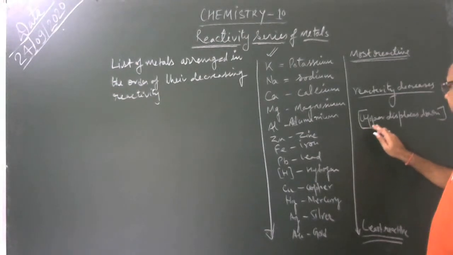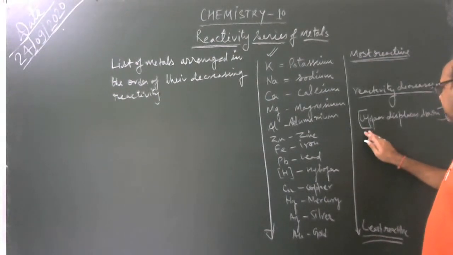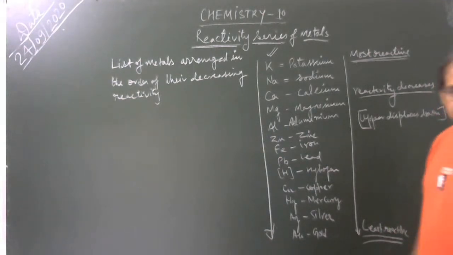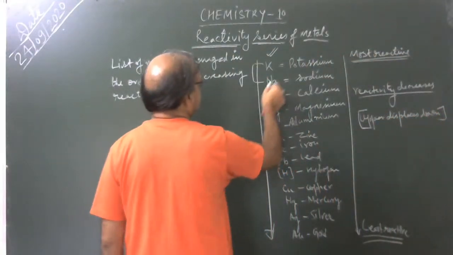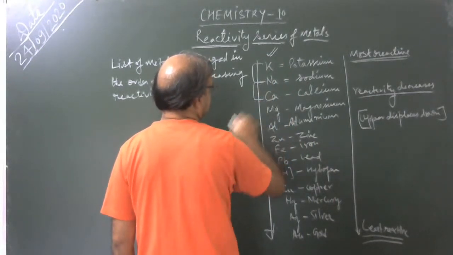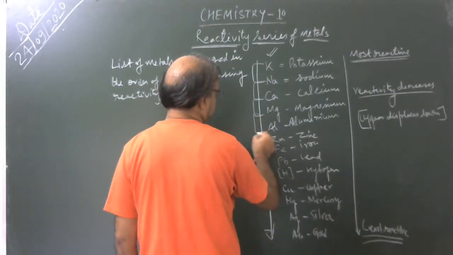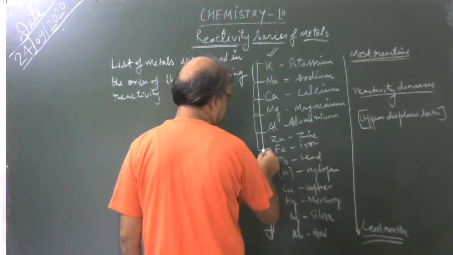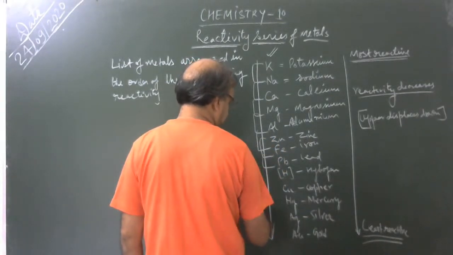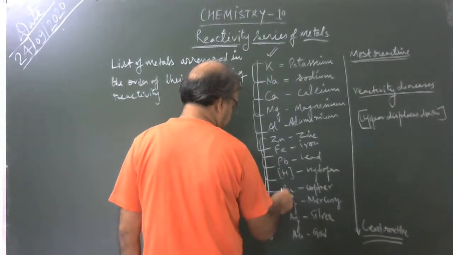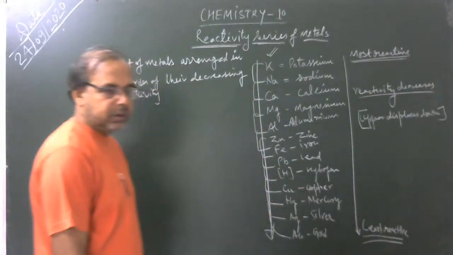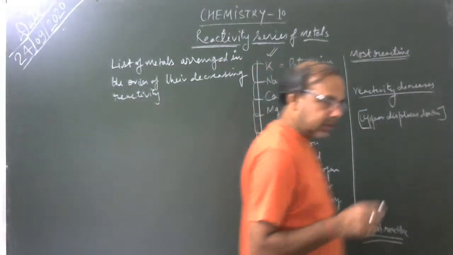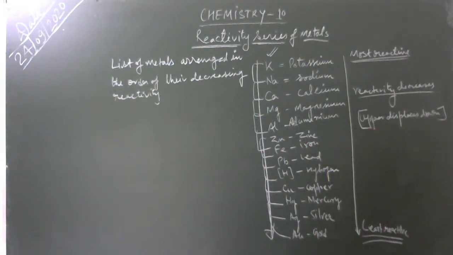If the upper metal is more reactive than the lower metals, the upper metal can displace the lower metals. So potassium displaces sodium, sodium displaces calcium, calcium displaces magnesium, magnesium displaces aluminium, aluminium displaces zinc, zinc displaces iron, iron displaces lead, hydrogen, hydrogen displaces copper, copper displaces mercury, mercury displaces silver, and silver displaces gold. So the upper side metals are most reactive and displace the metals which are least reactive, written on the down side.